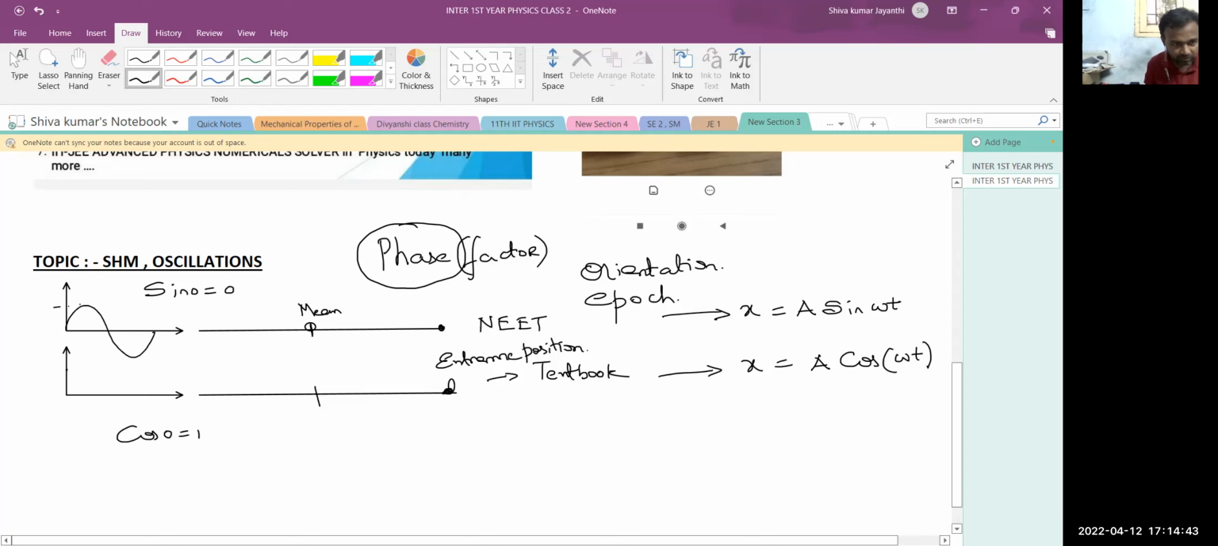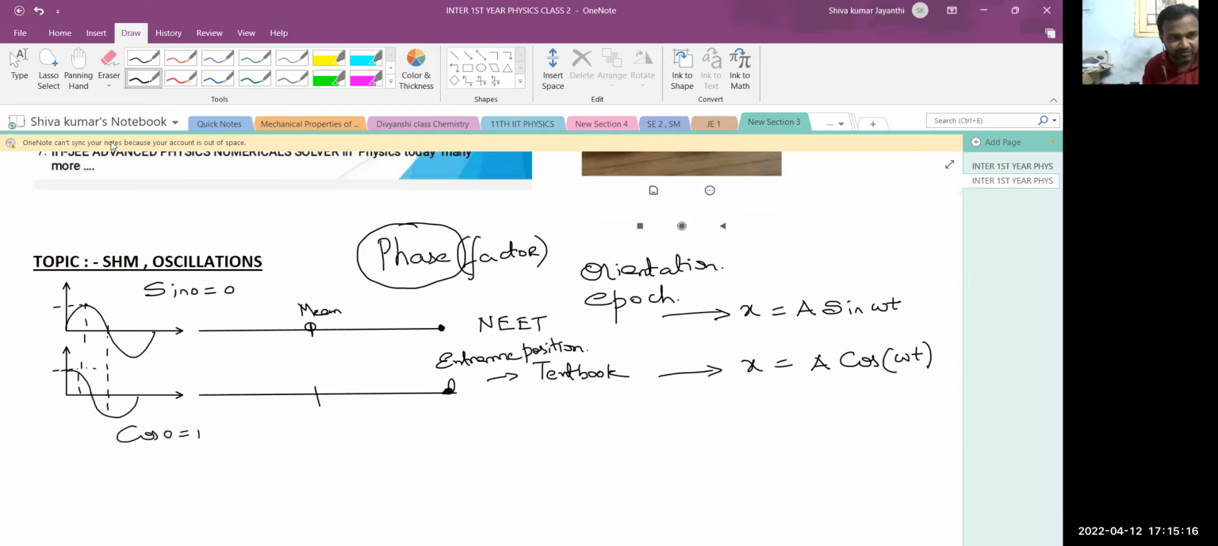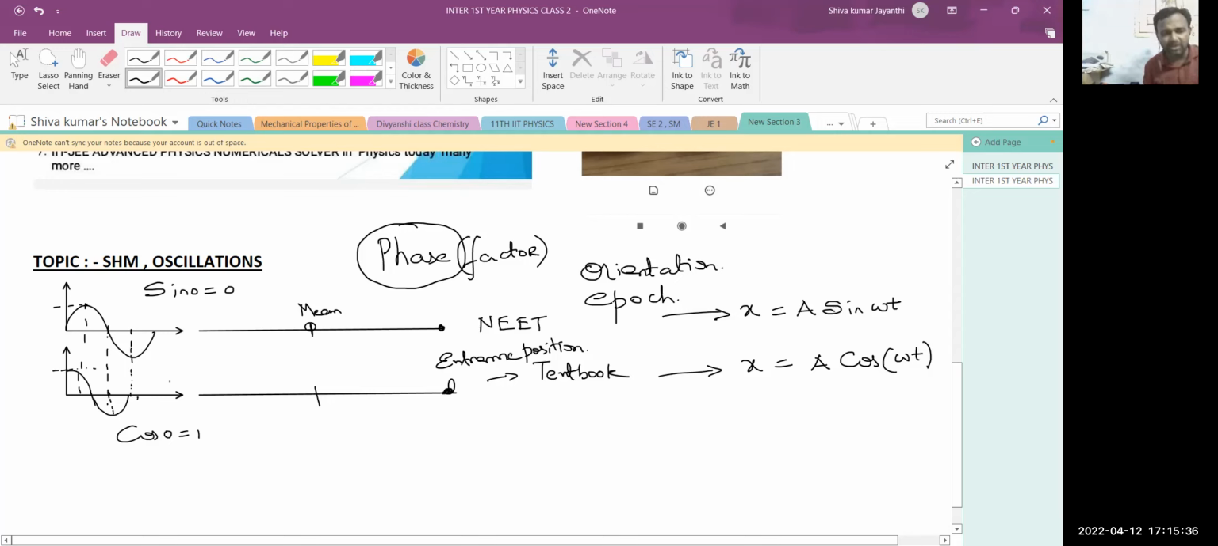See, this is my extreme position. So that extreme position, if I mark it here, starts like this. Do you understand? And you can see, when sine theta becomes 0 at sine 180, cos is not becoming 0, cos is attaining maximum value. You see that? So that is how sine and cos are basically different. And when sine became maximum, cos has attained 0 value. So this is the difference between sine theta and cos theta.